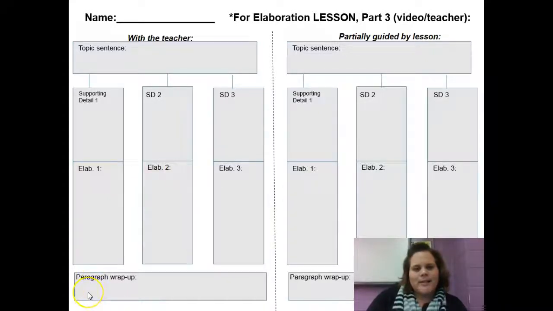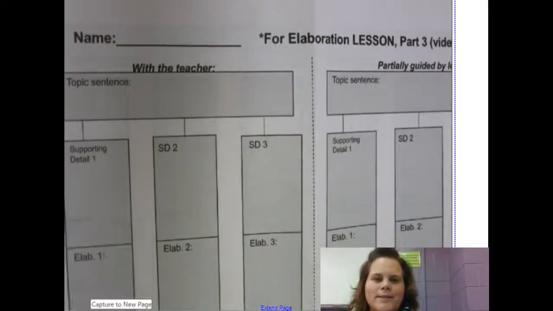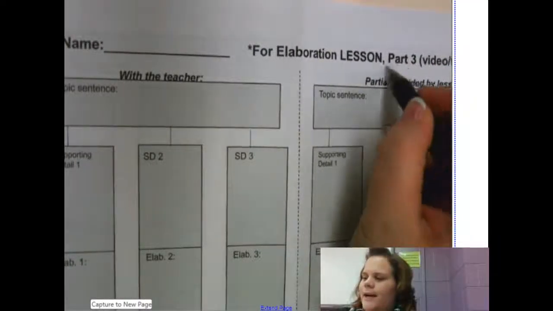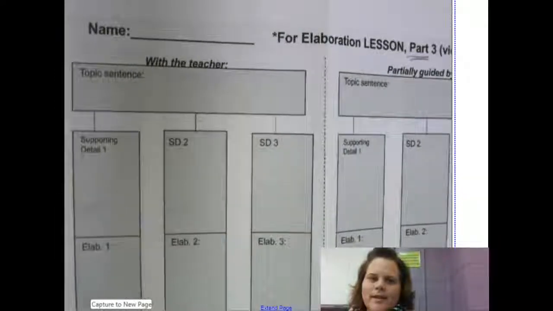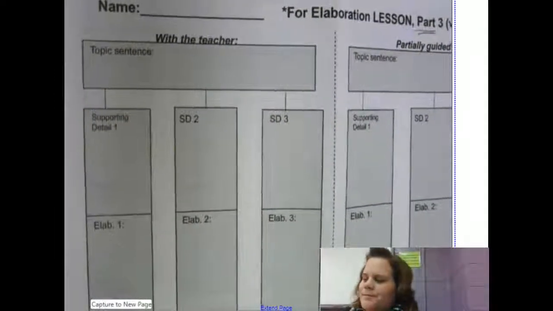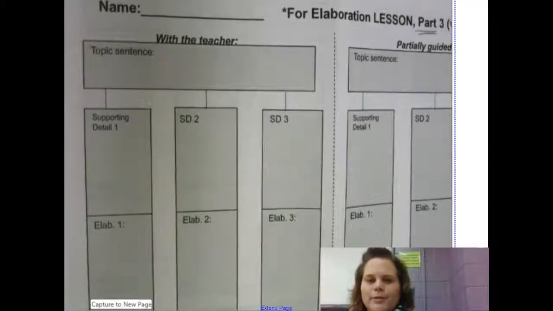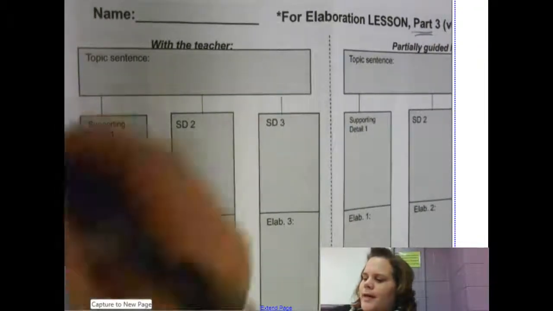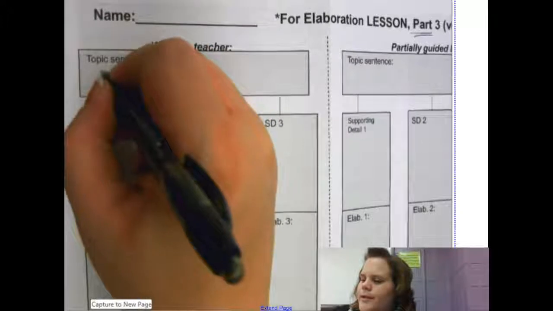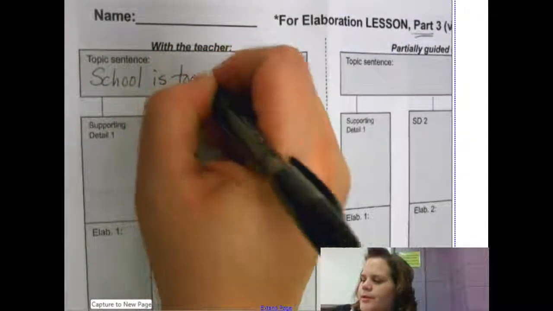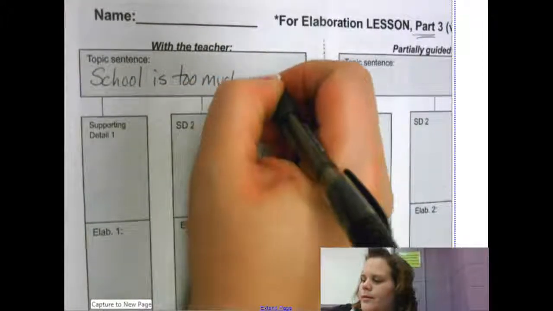So I'm going to switch to the document camera. Make sure you have this piece of paper. Okay, so if this is the piece of paper that you have, it should say part 3 on the top, and we're going to work this together. So first of all, put your name on it, and then we're going to use a topic sentence that we've already talked about before, so this isn't quite so new. The topic sentence before was school is too much work.